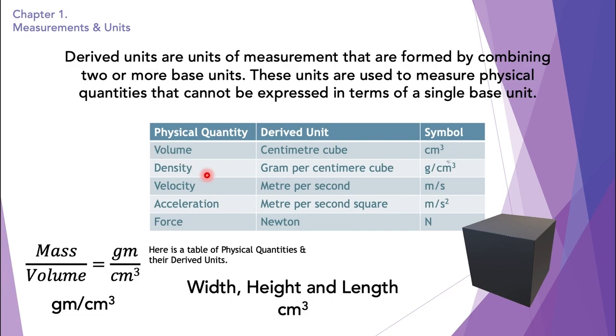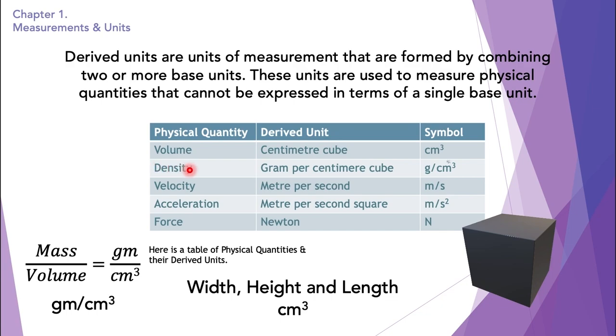And here is a table of some physical quantities and their derived units. So basically, derived units are units which are used to measure physical quantities that cannot be expressed in terms of a single base unit. It's not necessary that a derived unit is supposed to be made of only base units. It can be made up of derived units as well. For example, density is made up of gram per centimeter cube. So centimeter cube is a derived unit of volume, and grams is a base unit of mass.